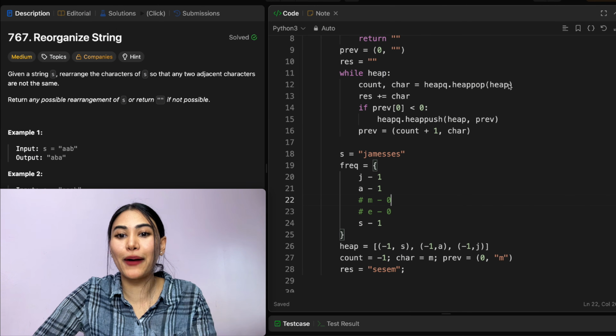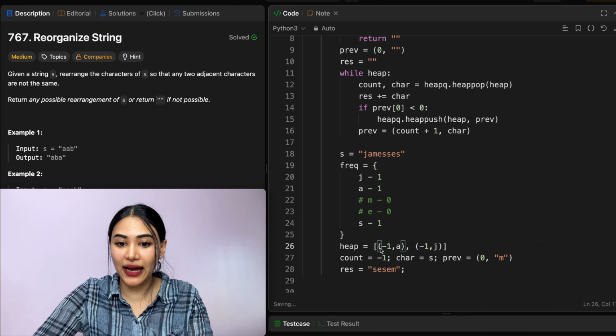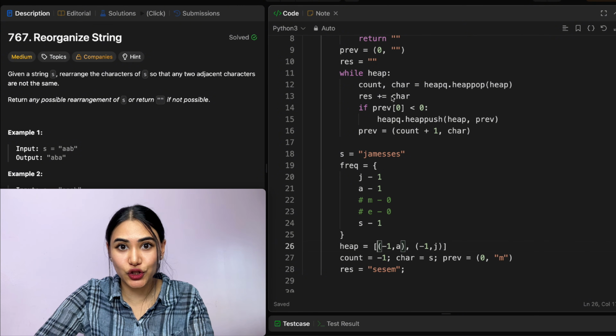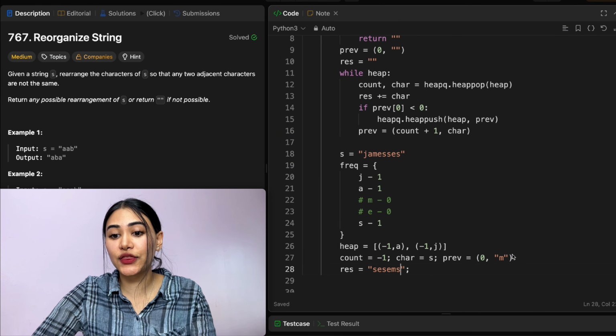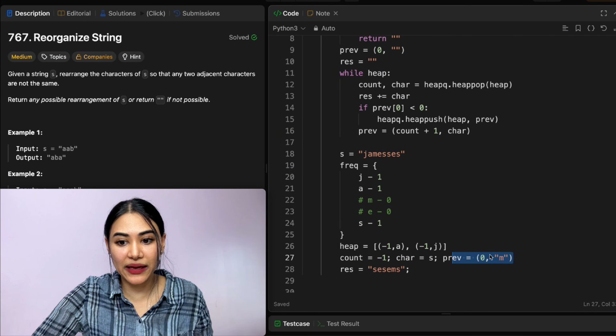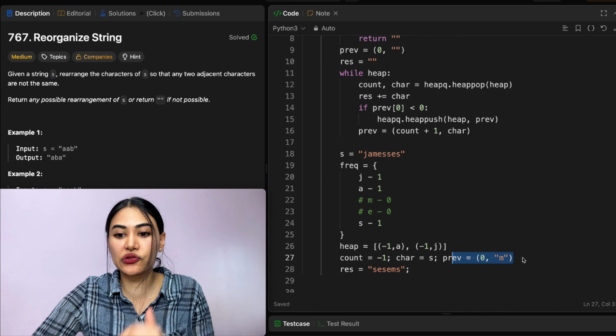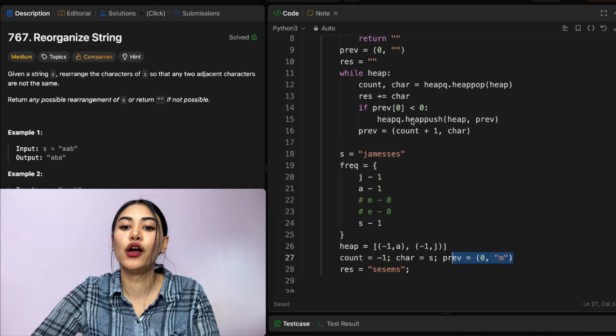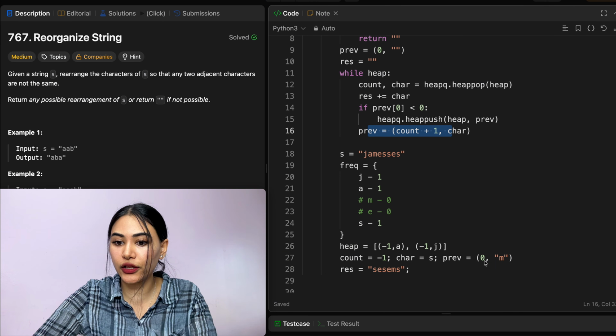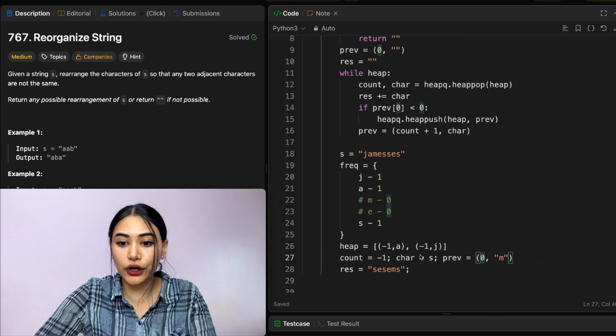Going back in our heap, popping off, we get negative 1s. We append s to the end of our string. See if we need to bring back the last thing we kept aside into the mix. And we can't. There's 0 characters remaining of m, so we don't need to bring it back. There's no character available for us to use. So we're just going to set previous. We can't use it again, so it's going to be 0 of s.